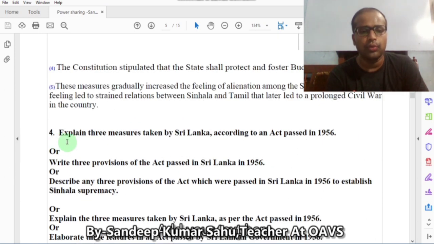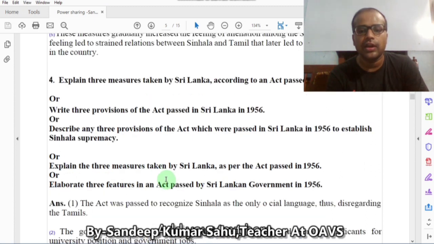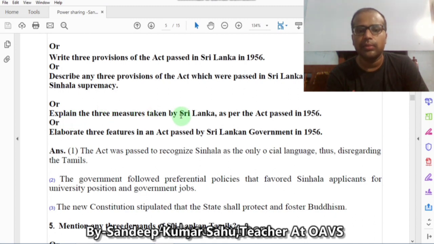Coming to question number 4. Explain 3 measures taken by Sri Lanka according to the Act of 1956. Write the 3 provisions of the Act passed by Sri Lanka in 1956. Describe any three provisions of the Act passed in Sri Lanka in 1956 to establish Sinhala supremacy, or explain the three measures taken by Sri Lanka as per the Act of 1956, or elaborate the three features of the Act that the Sri Lankan government passed in 1956. All the questions have the same answer. We will go one by one.